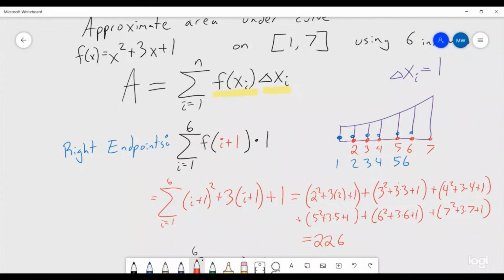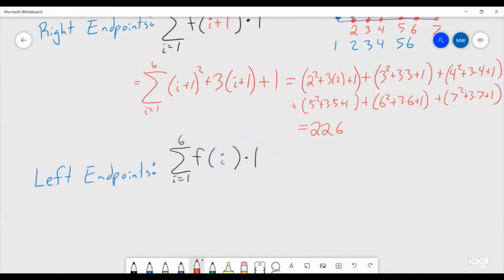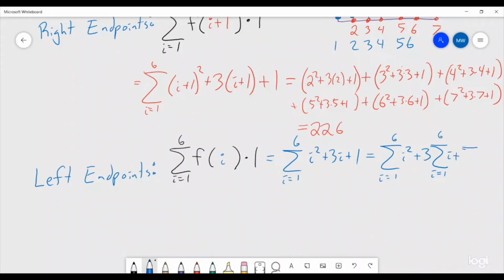Okay, so now that we have that one, let's approximate it using our left endpoints. Now this is going to be pretty much the same thing, except instead of (i plus 1) squared plus 3 times (i plus 1) plus 1, this is just going to be the sum from i equals 1 to 6 of i squared plus 3i plus 1. This one is definitely one that would be a lot easier to evaluate by just breaking it up into the sum from i equals 1 to 6 of i squared, plus 3 times the sum from i equals 1 to 6 of i, plus the sum from i equals 1 to 6 of 1.